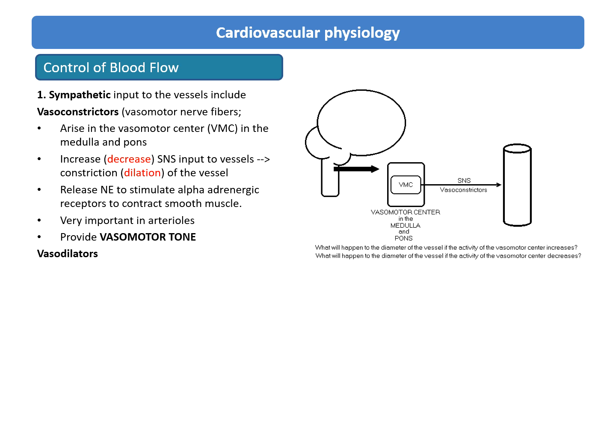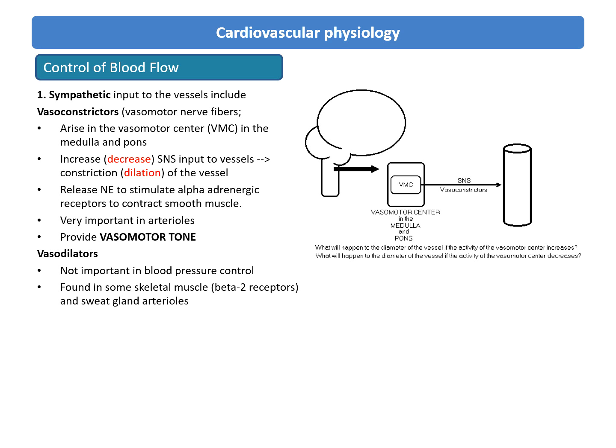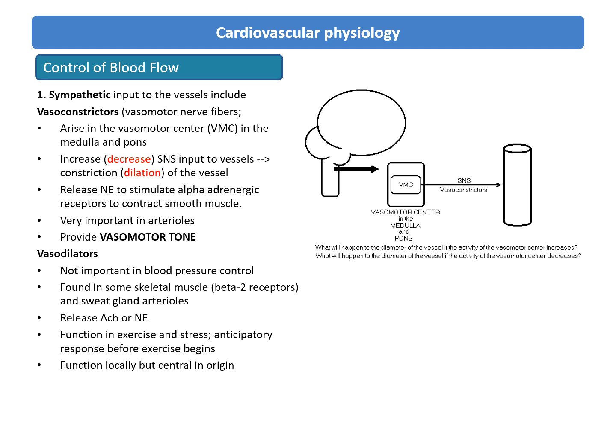There are some vasodilators in the sympathetic nervous system, but these are not so important in blood pressure control. They're found in some skeletal muscle fibers. They involve beta 2 receptors and sweat gland arterioles. They release acetylcholine or norepinephrine. They function in exercise and stress, in sort of an anticipatory response before exercise begins. They function locally, but they're central in origin, so we place them under control of blood flow from the sympathetic or the central control.